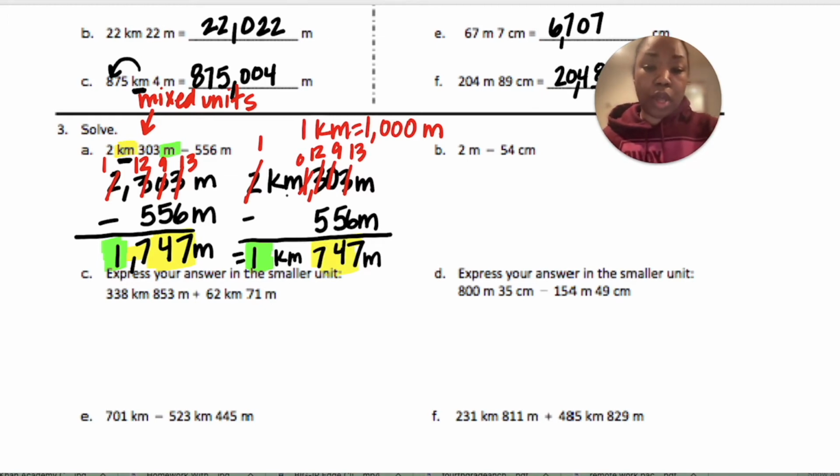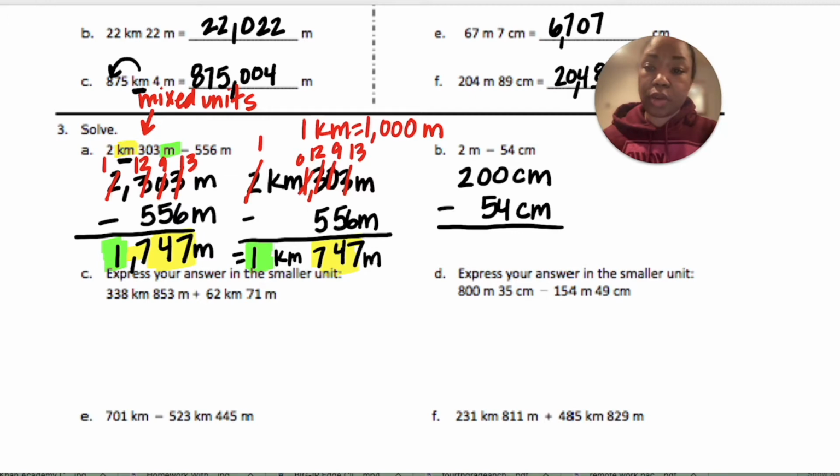All right. For this next one, I'm going to do smaller units. So I have 2 meters, that's 200 centimeters, right? Minus 54 centimeters.